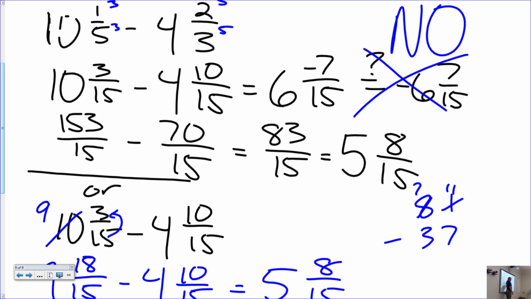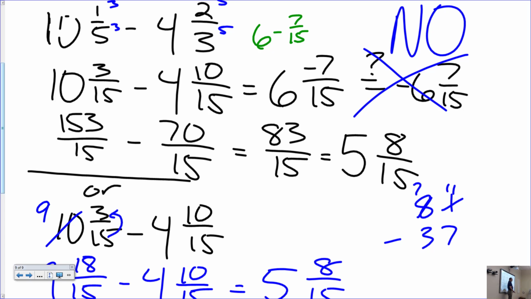What is 6 minus 7 fifteenths? But the idea is that what's 6 times 15? Technically it's 90, right? This is 90 over 15 minus 7 over 15. What's 90 minus 7? 83 over 15, which is going to be 5 and 8 fifteenths.